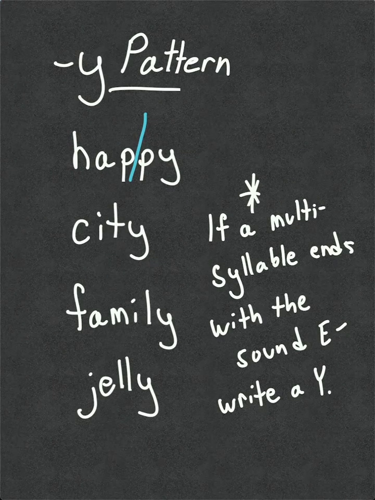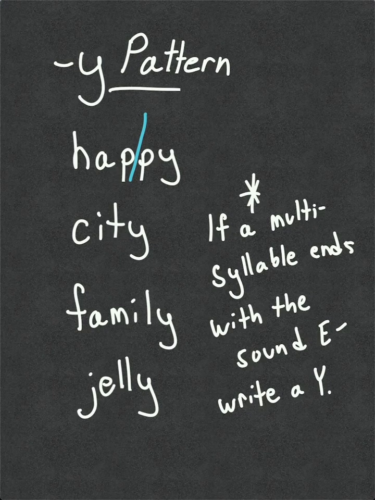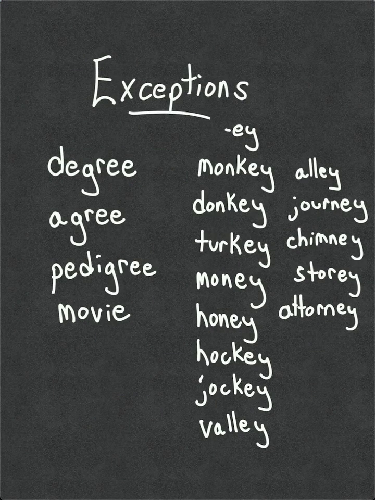What is a bit clear is the Y pattern. This is when we hear E at the end of a multi-syllable word: happy, city, family, jelly. So when it's a multiple syllable word and you hear that E at the end of the word, we can, with more or less confidence, use the letter Y. Except, of course, for the exceptions, words like degree, agree, pedigree, and movie.